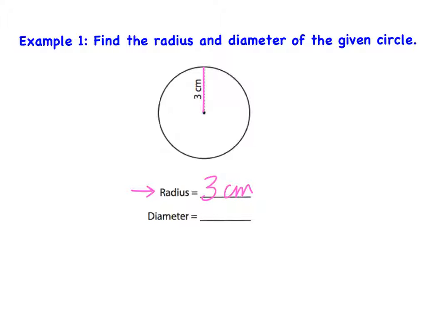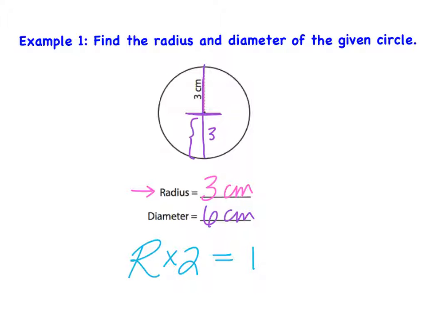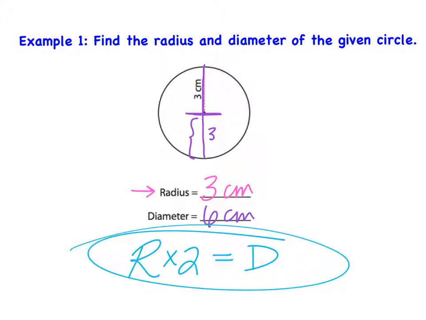Now diameter, if I would draw it in, should go all the way across my circle. I know that from the edge to the center it's 3, so this other edge to center would also be 3. So my diameter is a total of 6 centimeters. And we can actually think of a formula for this. If we take our radius and we double it, or times it by 2, we end up with our diameter. This is a helpful equation as we move forward.